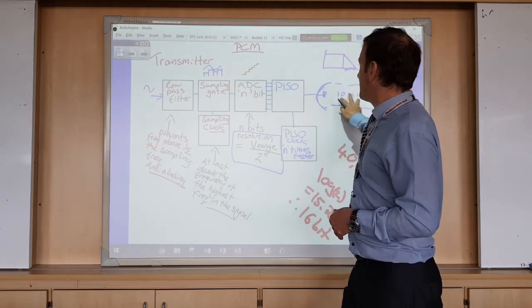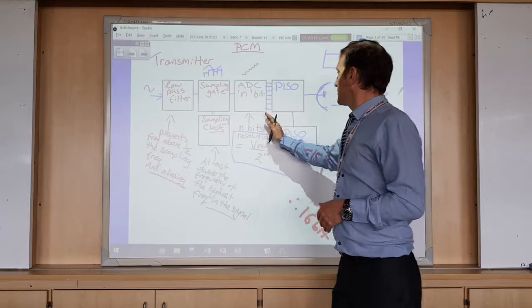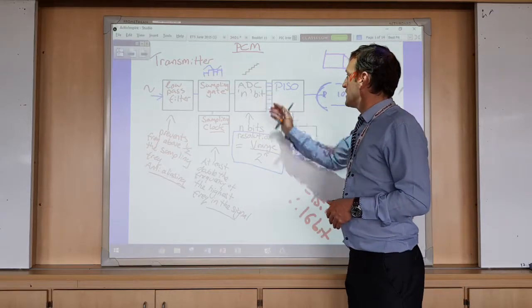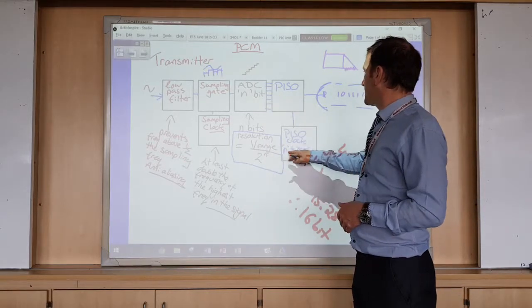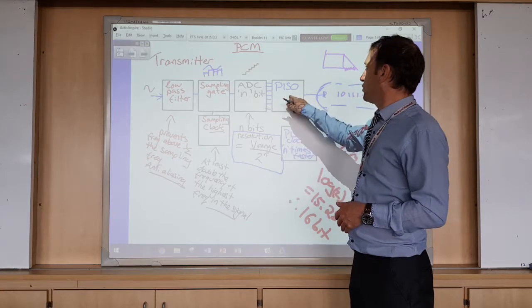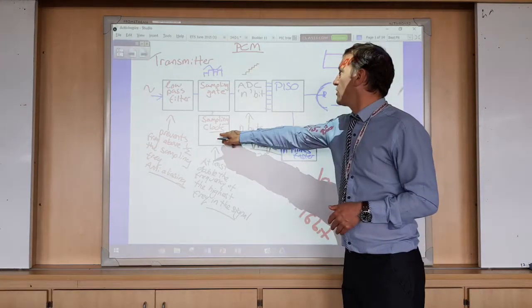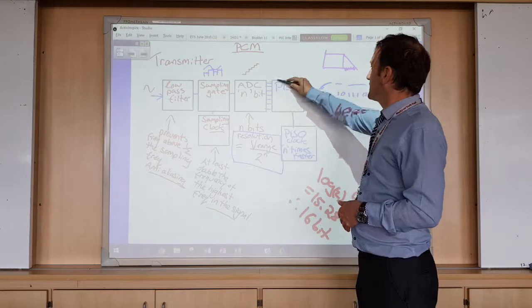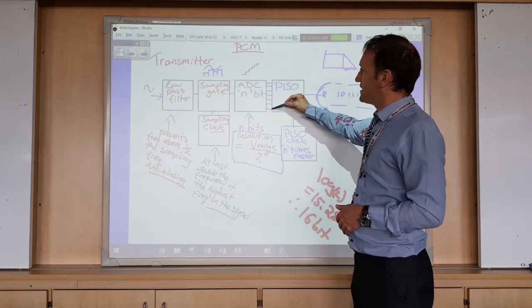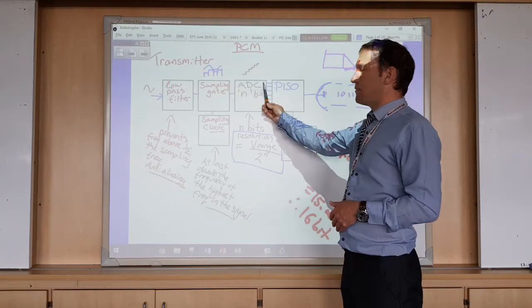That means that, say this is 7-bit here, then this clock would have to run 7 times faster to control the PISO than this clock, to make sure that the PISO shift register is empty before the next sample comes in.